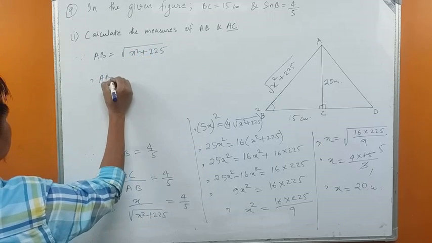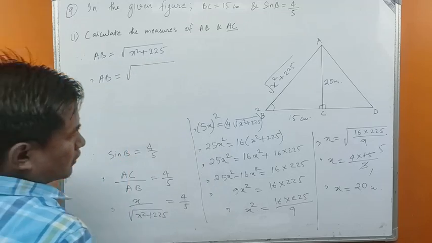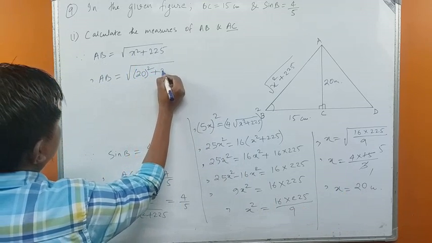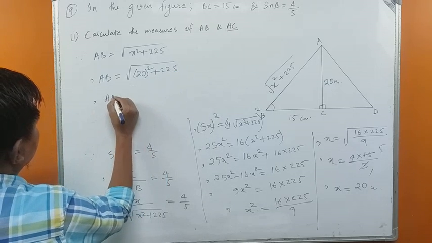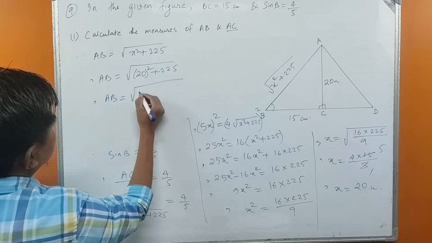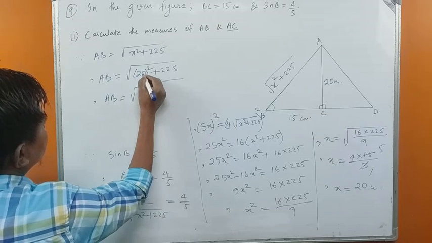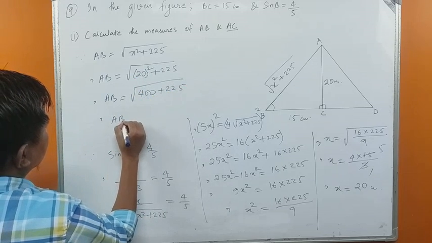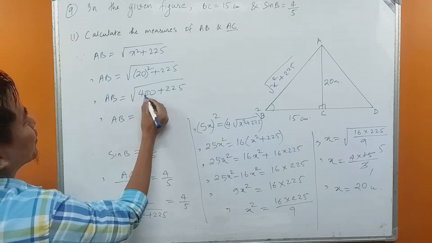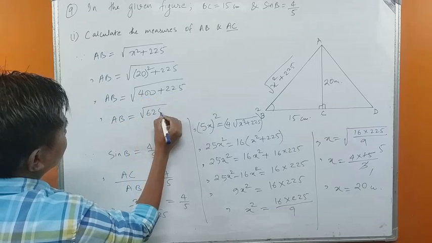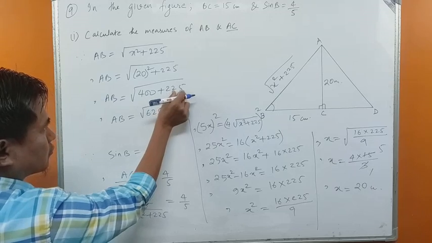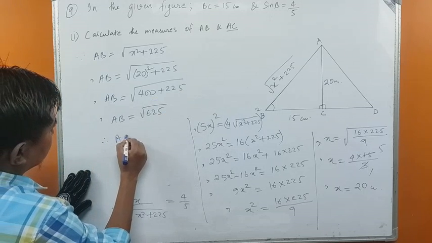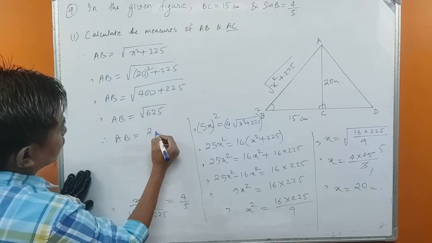Or AB equals root under, what is x? X is 20, isn't it? So instead of x square, I write 20 squared plus 25. Or AB equals root under, 20 squared means 400, 2 fours are 4, single 0 is called double 0, plus 25. Or AB equals 400 plus 25 is 625, isn't it? Now, therefore, AB equals root under 625 means 25, isn't it?